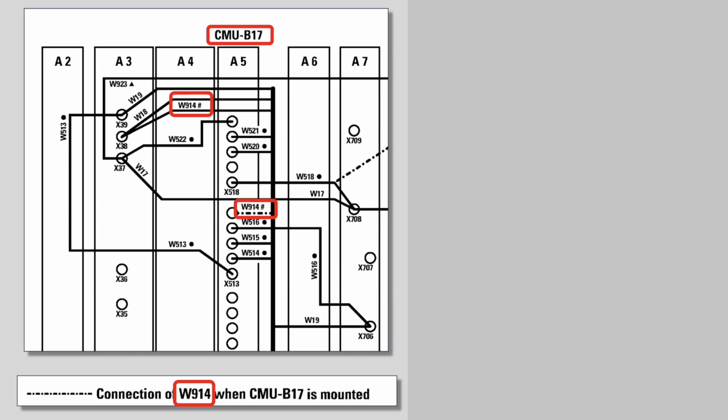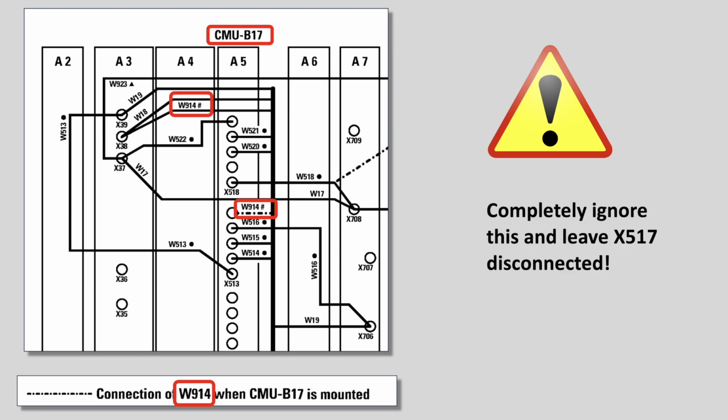Now, what is the thing here? This is wrong, apparently. You really should not connect wire 914 to the new unit there. This wire actually has to stay where it was. It went somewhere else in the machine. I don't know how this got into the manual, but I really believe it to be plainly wrong. Don't touch connector X517 on the board.